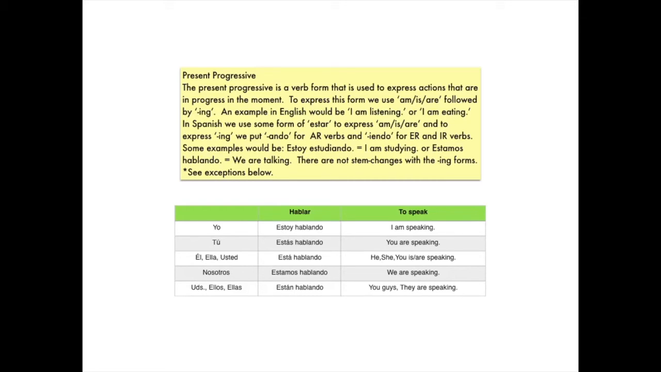Notice how we have the ando at the end of the verb for our AR verb, at the end of every single form. The only thing that really changes is the I am, he is, she is, etc., the form of estar. So this is actually a very useful and rather simple verb form.